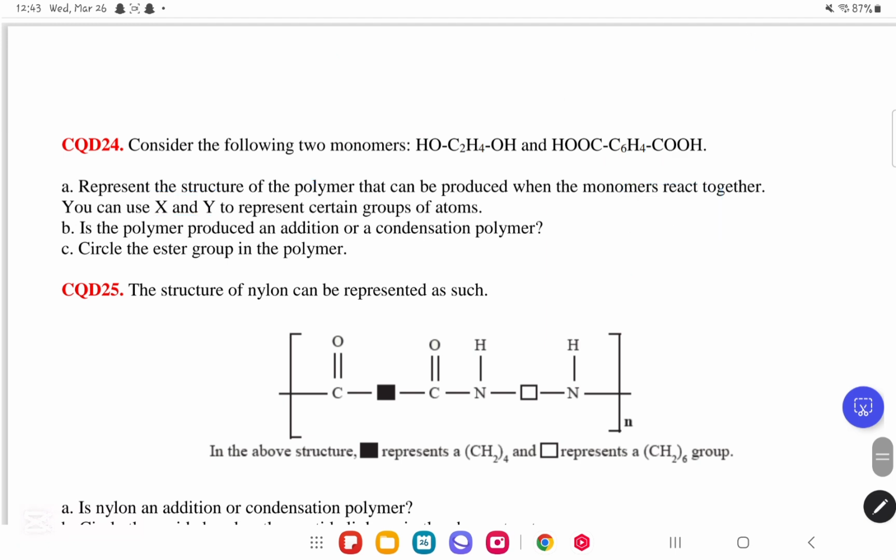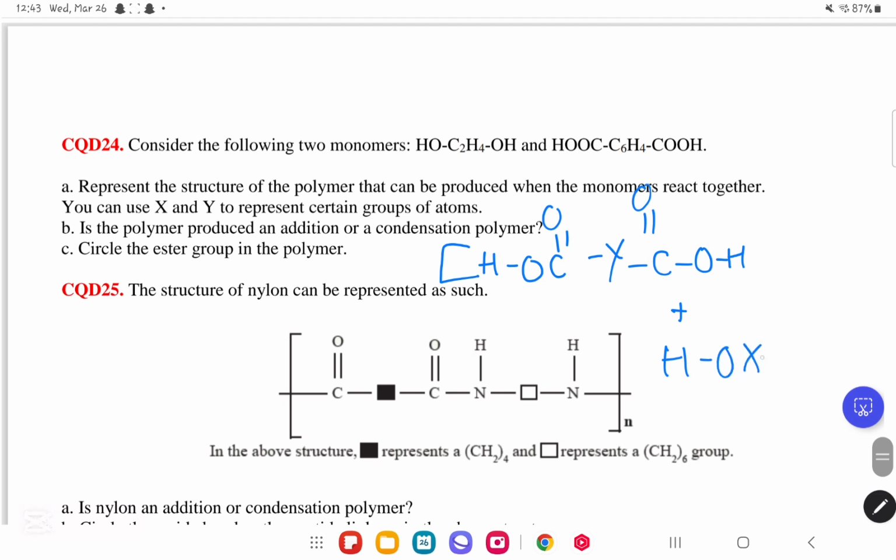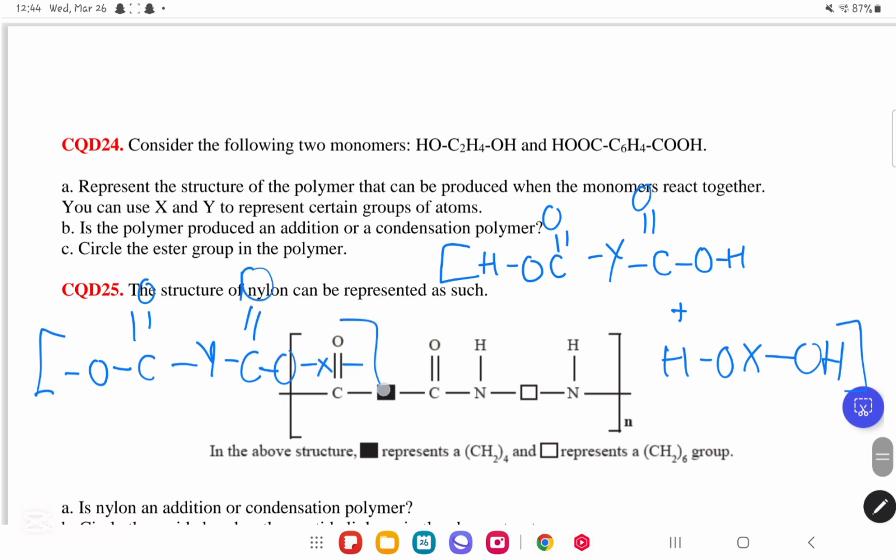I don't think it will come, but it will be HOOC-Y-COOH, in addition to HO-X-OH. They will react together to form this over here, which is OC-Y-COO-X, and n over here. So it's a bit complicated, but I don't think they will bring anything like this in the exam, hopefully not.